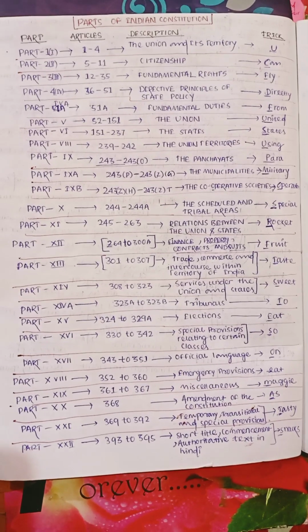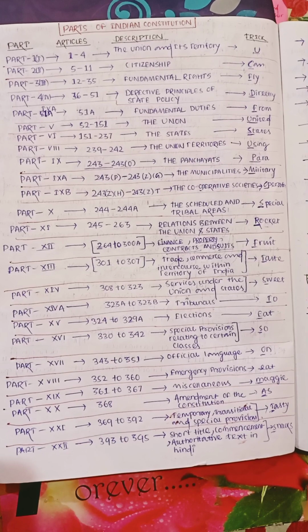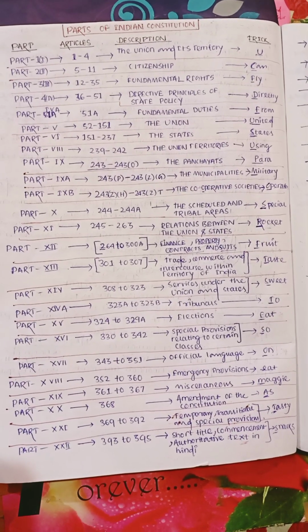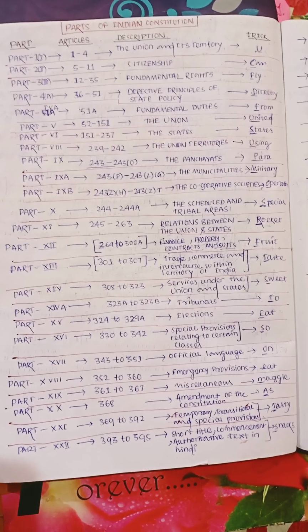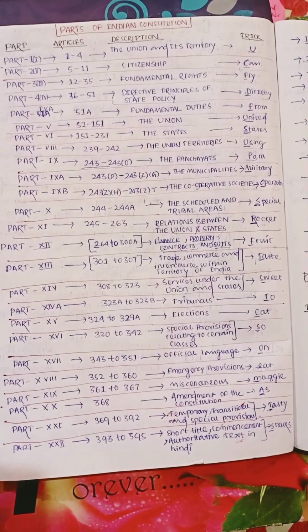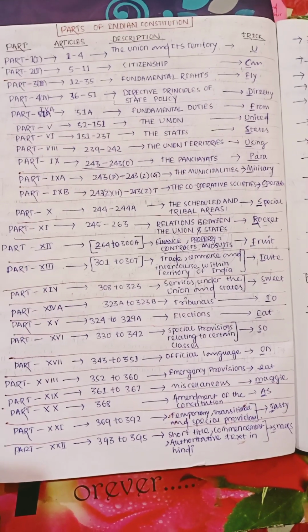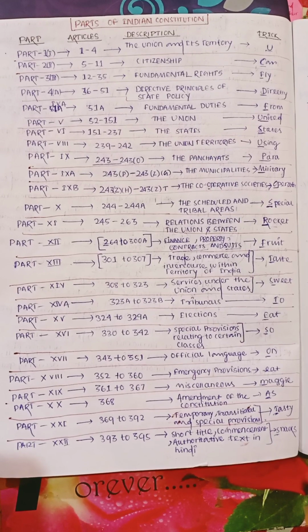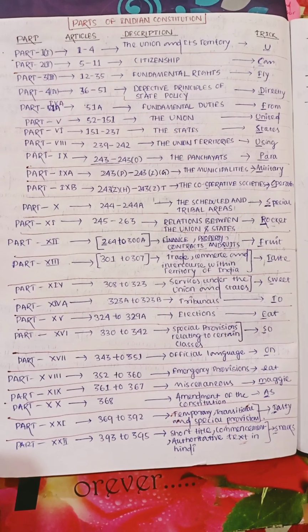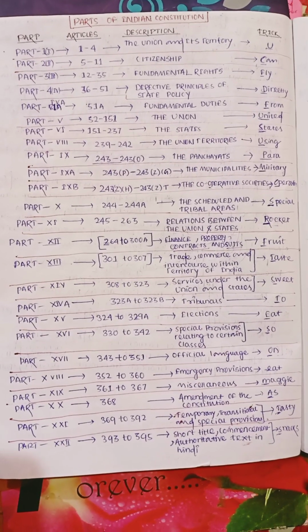In 14, the article from 308 to 323, services under union and states are described. In 14A, article 323A to 323B, the tribunals are described.